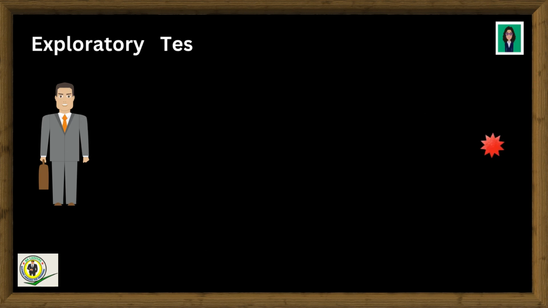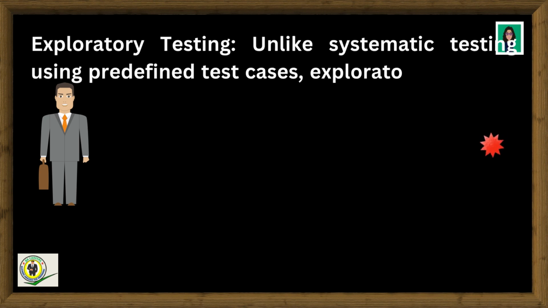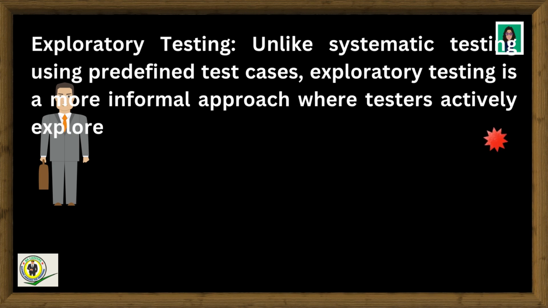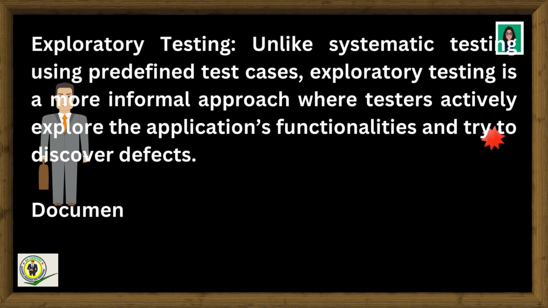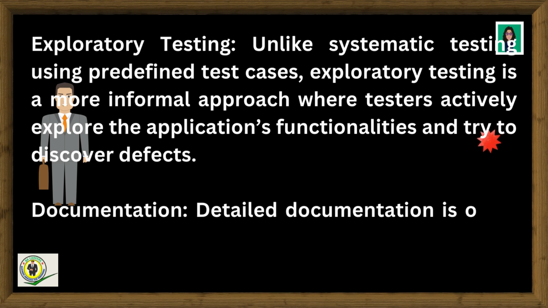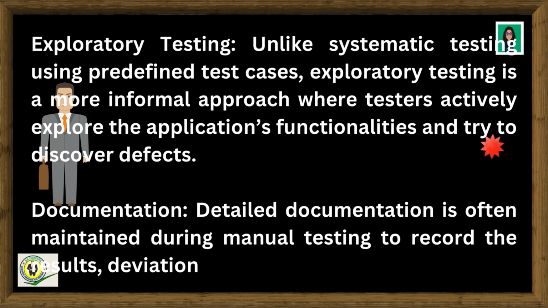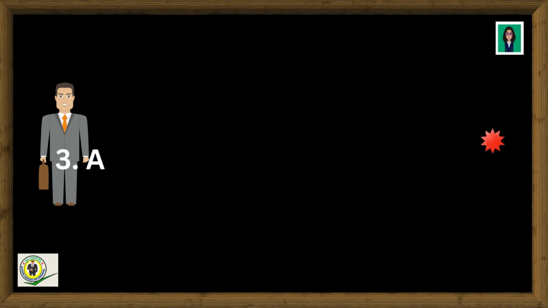Exploratory testing. Unlike systematic testing using predefined test cases, exploratory testing is a more informal approach where testers actively explore the application's functionalities and try to discover defects. Documentation. Detailed documentation is often maintained during manual testing to record the results, deviations, defects, and feedback.